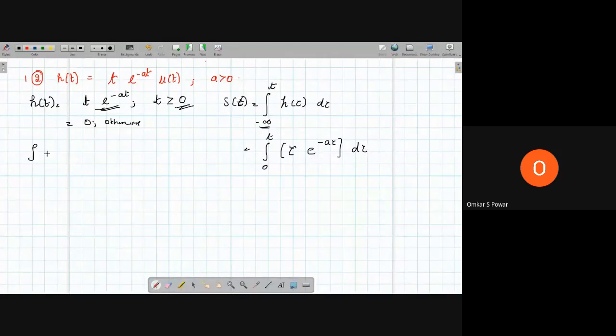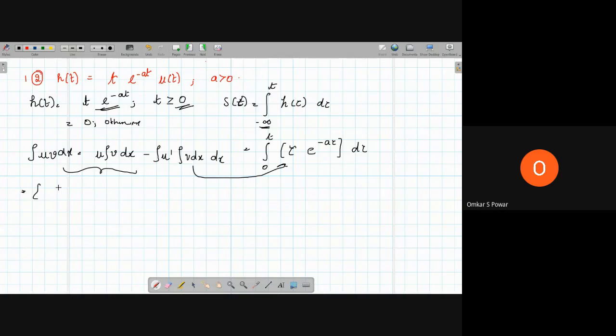This is in the form of integral of u into v. So how can you solve this one? u into integral of v dx, minus integral of the differentiation of u into integral of v dx. So using that formula, you have to solve this one. Okay. So let me solve this one for you.